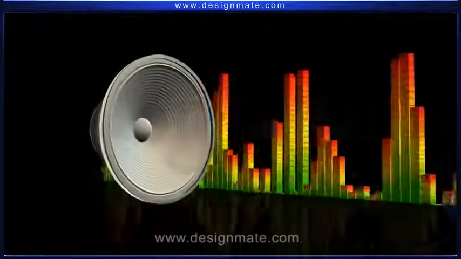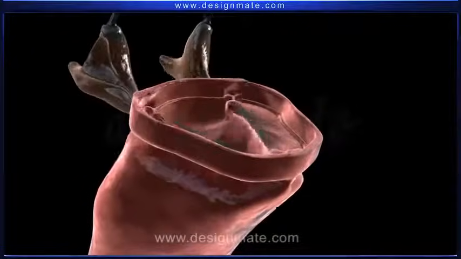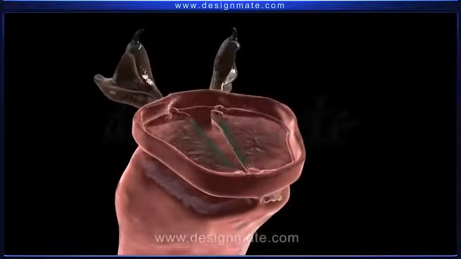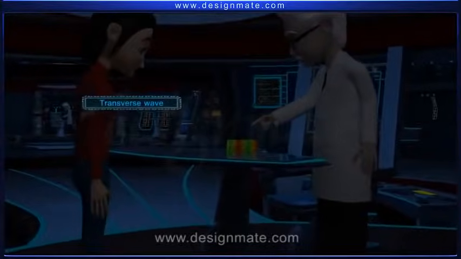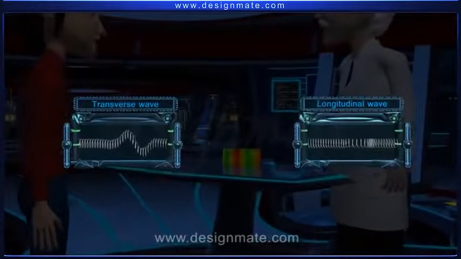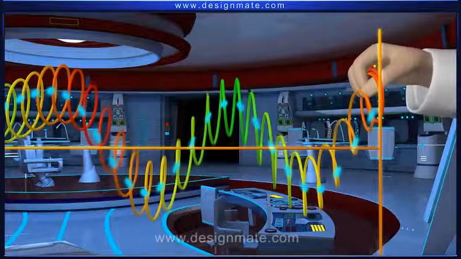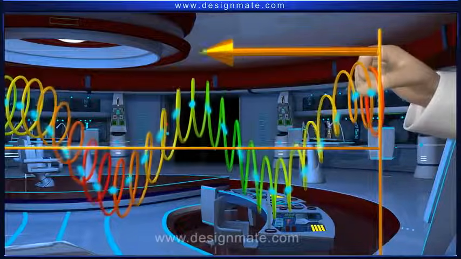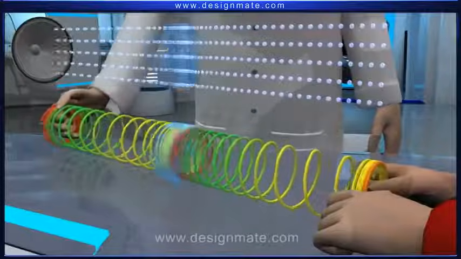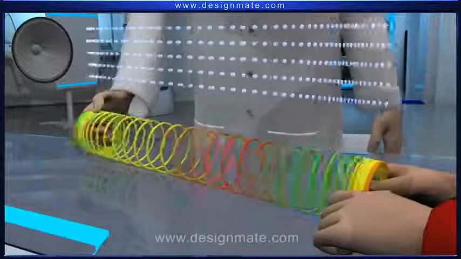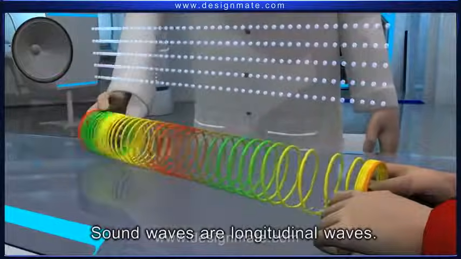Summary: every sound is produced by a vibration. Vibrations are produced by our vocal cords when we speak. There are two types of waves, transverse wave and longitudinal wave. In a transverse wave, the particles vibrate at a right angle to the direction of the wave. In a longitudinal wave, vibrations are parallel to the direction of the wave. Sound waves are longitudinal waves.